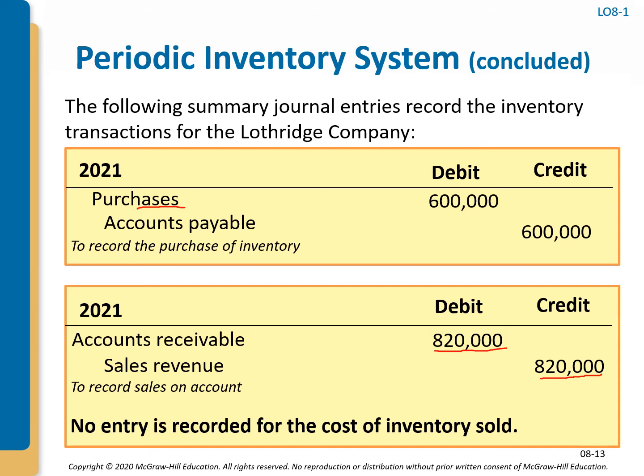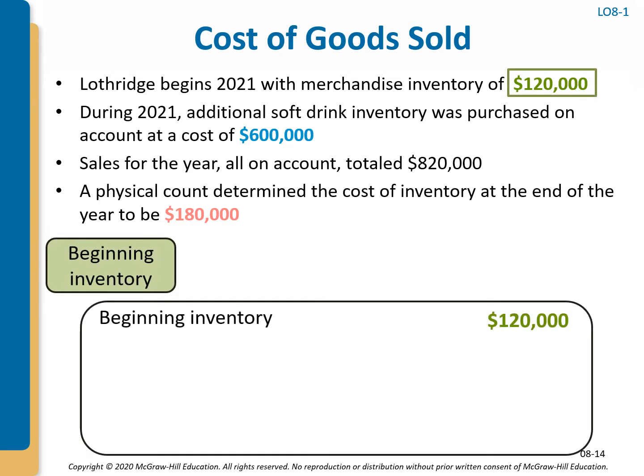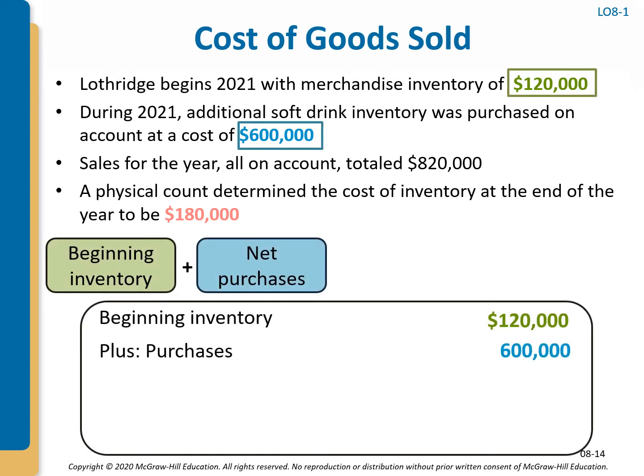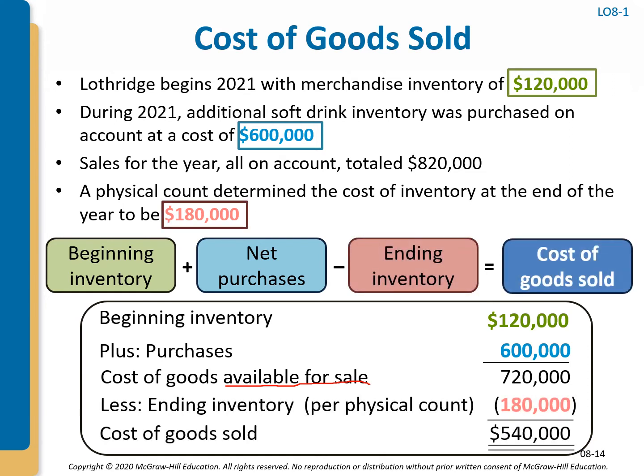And then we decide what inventory is. Start with 120,000 beginning inventory. Then add net purchases. That gives you 720,000 for items available for sale. So pay attention more to this side of that sentence. Items available for sale is 720,000. Ending inventory is 180,000. That means what we sold is 540,000.